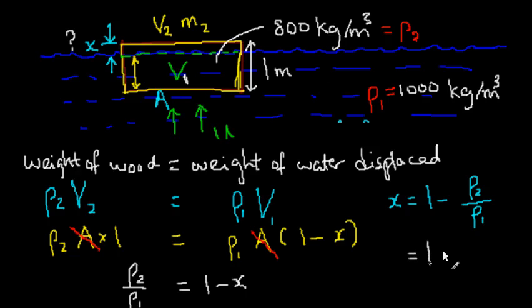Finally, I can put in the values. And rho 2 is 800, rho 1 is 1000. 800 over 1000. And therefore, the answer is 0.2. Now, x is a length, so we have been using meters. So the unit is meters. So now we have found our answer. 0.2 meters of the wood is above the surface of the water.